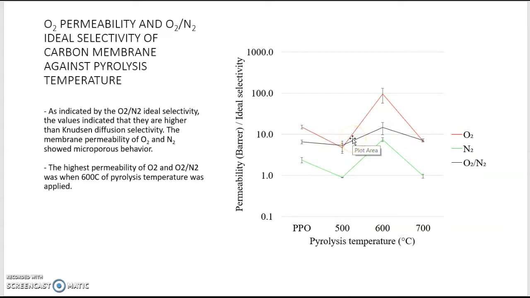This is what I said before. It is very important for us to investigate different types of parameters in the carbonization, because we may end up with a poorer membrane in terms of performance. But when we increase to 600 degrees Celsius, there you go, we have an increase in performance, in terms of permeability as well as selectivity. And then it decreases back when we further increase the temperature to 700 degrees Celsius.